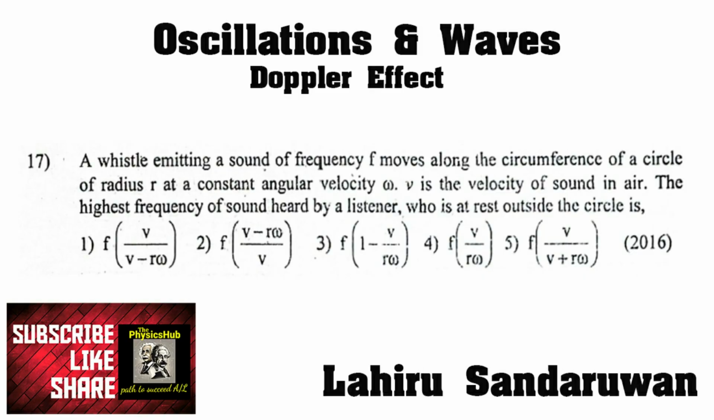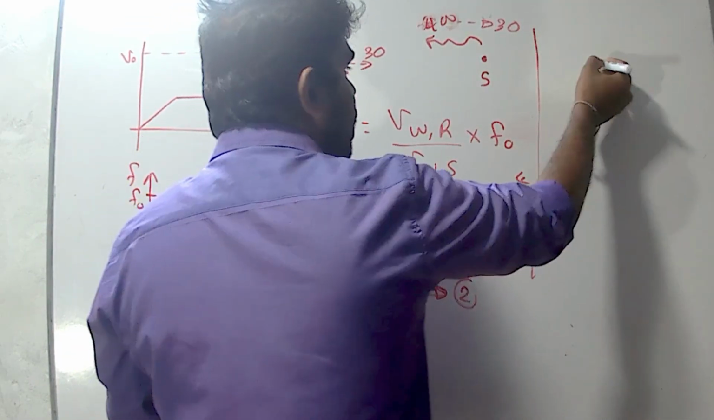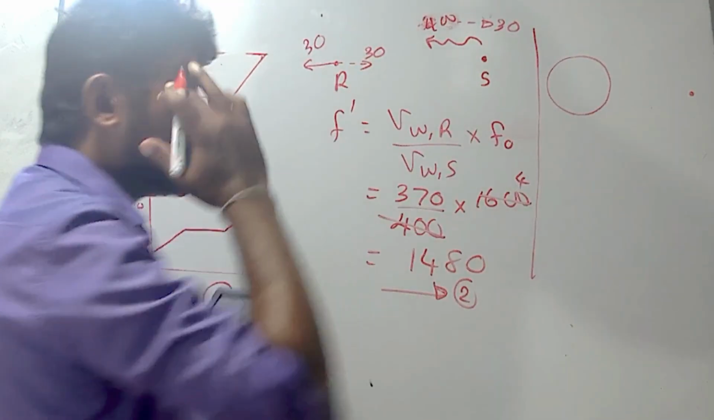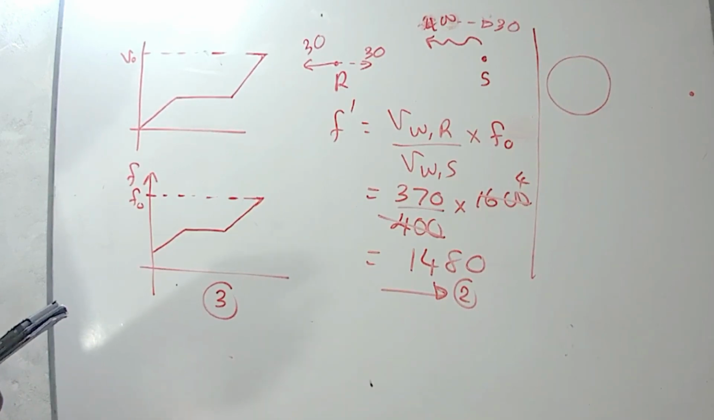A whistle emitting a sound of frequency f moves along the circumference of a circle of radius r at constant angular velocity omega. V is the velocity of sound in air. The highest frequency of the sound heard by a listener who is at rest outside the circle is. Now, the source is moving in a circle and the receiver is outside the circle.